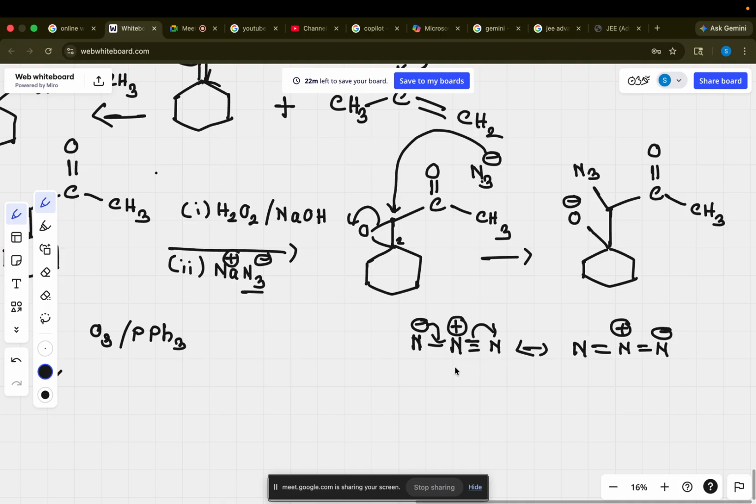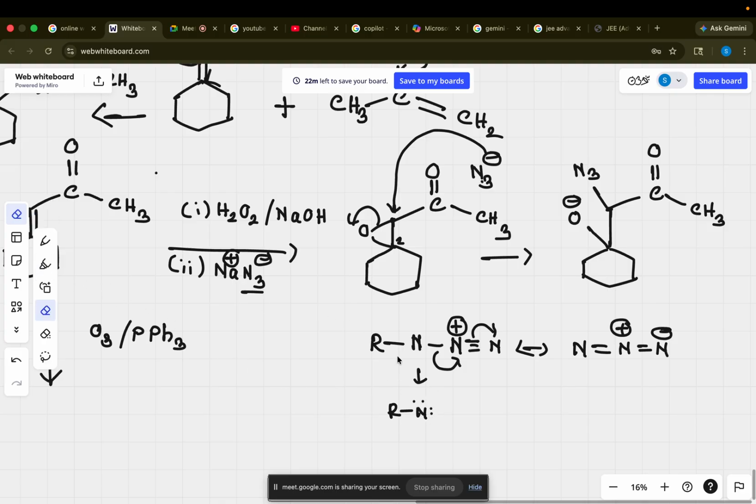Now, if you want to release nitrogen from here, this is possible, but the thing is, a single nitrogen does not exist. If you have some alkyl group attached to this nitrogen, then in presence of heating you can release nitrogen, because you will get a nitrene intermediate.